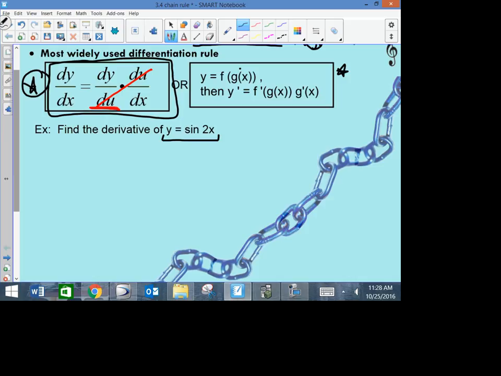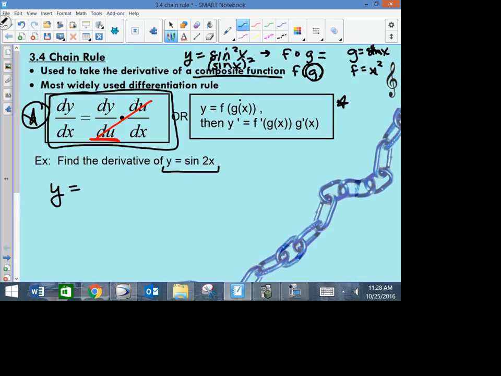Okay, so now, here's what we're going to do. We're going to write this in terms of u. Instead of both of them in terms of x like we did here, we're going to write it in terms of u. So here's what we're going to do. Sine of u. And what's u? 2x.